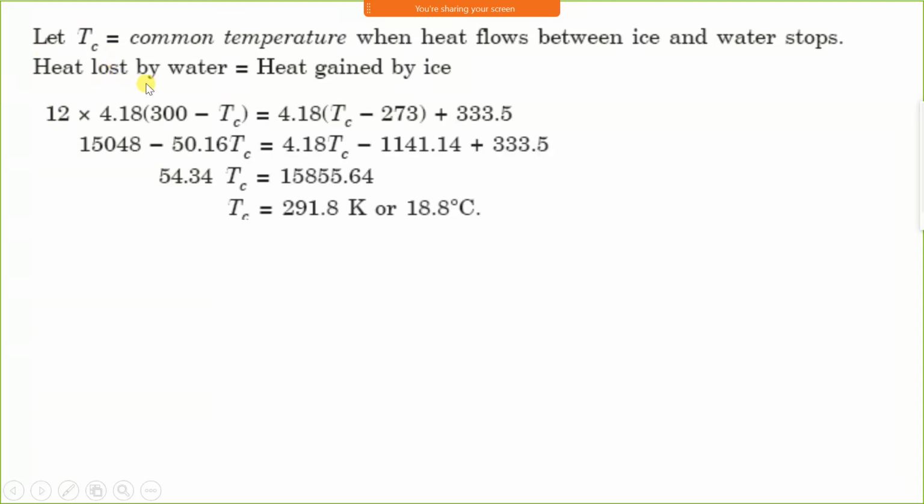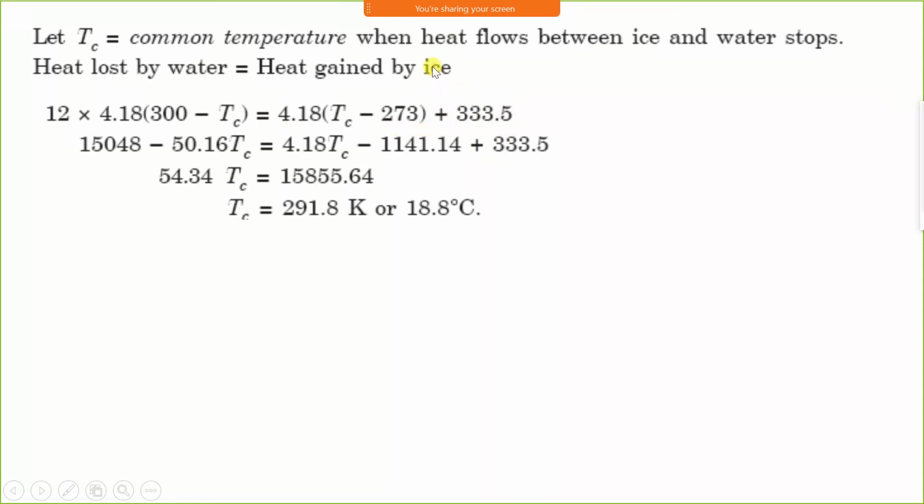Therefore, heat loss by water is equal to heat gain by ice. Now, heat loss by water is equal to m Cp delta T. Mass of water 12 kg, specific heat of water 4.18, and delta T of water, means highest temperature of water minus lowest temperature of water. Highest temperature of water is 27 degrees Celsius, that is 300 Kelvin, minus lowest temperature after heat transfer, that is Tc. Then m Cp delta T of ice plus latent heat.